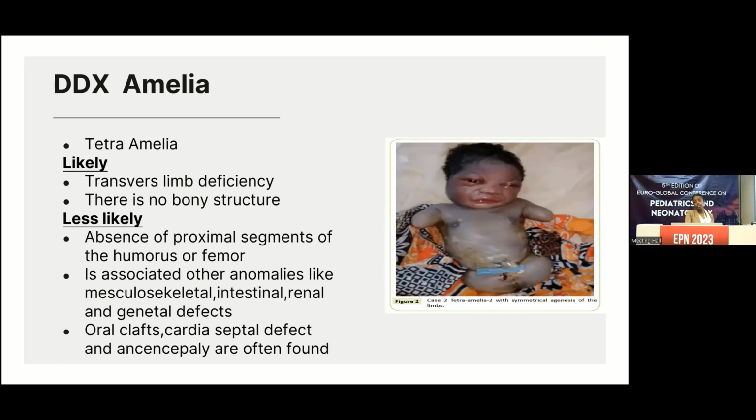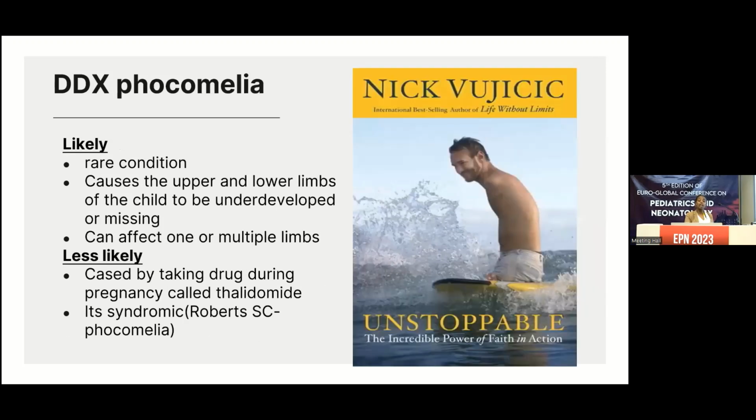So when we think of the differential diagnosis similar to this patient's, one of the differential diagnoses is amelia, like tetra-amelia. It's also a transverse limb deficiency with no bony structures, but amelia has mostly the absence of proximal segments of the humerus and the femur, and it's often associated with other anomalies like musculoskeletal, intestinal, and renal. So the other differential diagnosis is amelia.